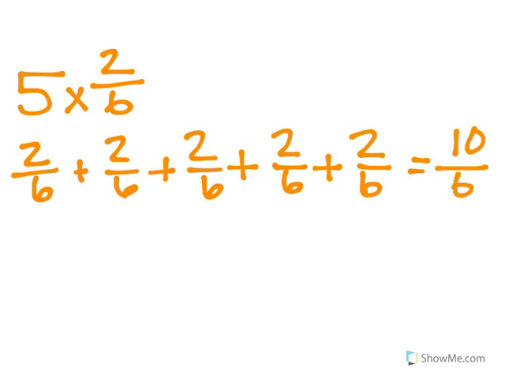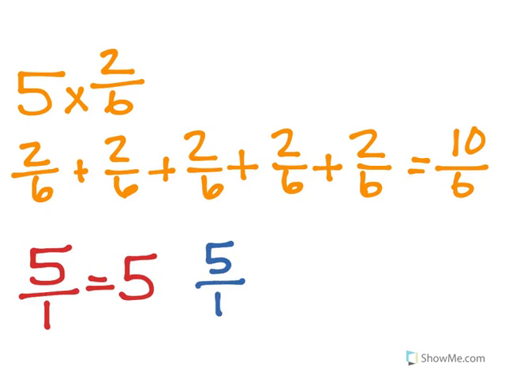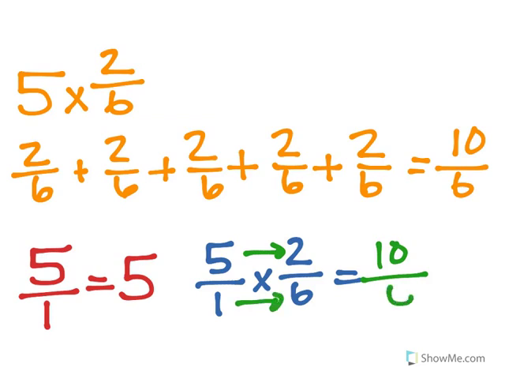Now you can also think about it as multiplication. Okay, so 5 is the whole number. 5 can be written as 5 over 1. That's the same thing as 5. Right? So if we did multiplication, we can do 5 times 2/6. When you multiply fractions, you multiply across. 5 times 2 is 10. 1 times 6 is 6. We get 10/6. Okay. Let's try a few more.